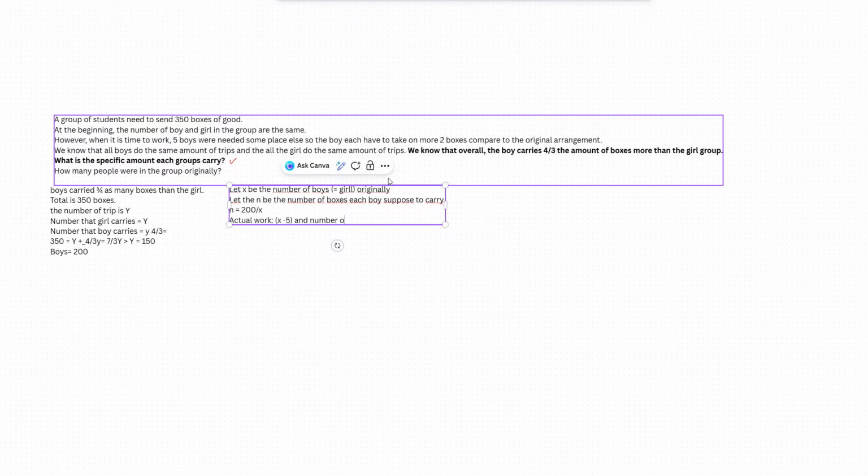The number of boxes they have to carry would add 2. So it's n plus 2, to carry the same amount of boxes. So based on that, we can have this formula.